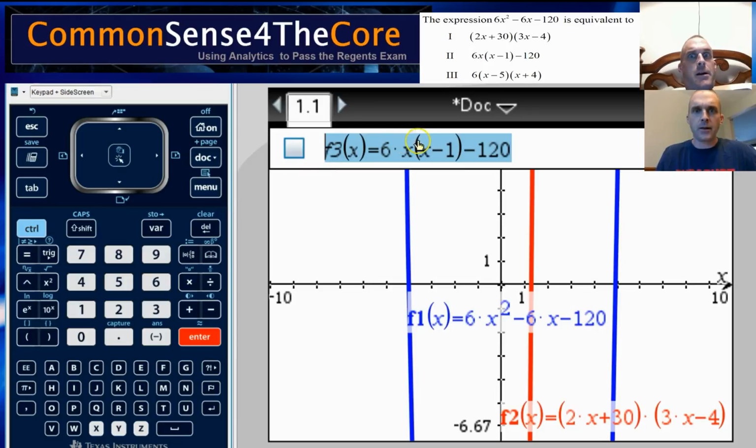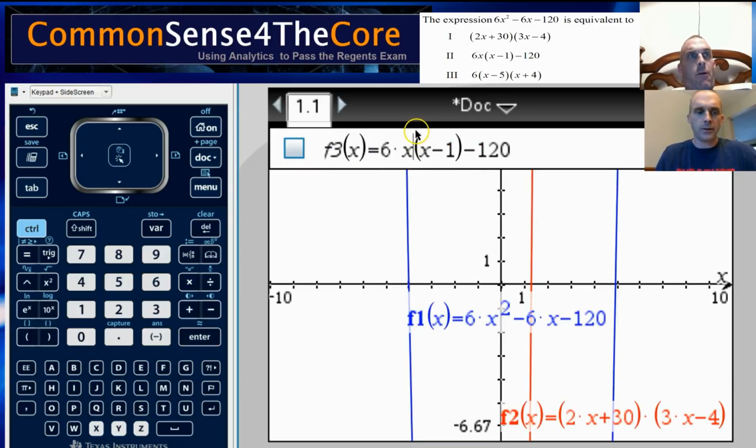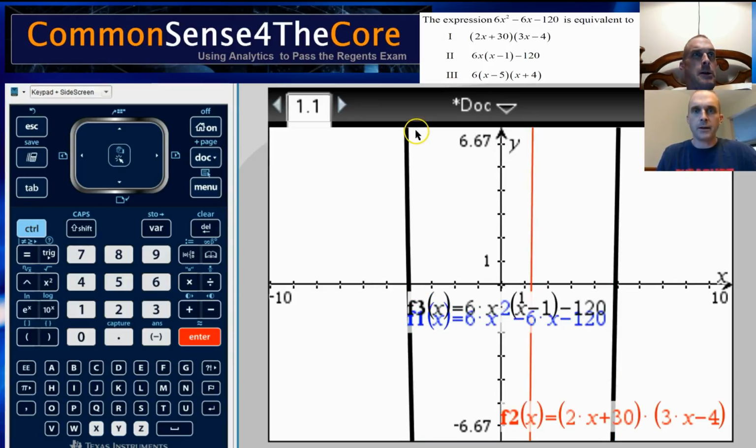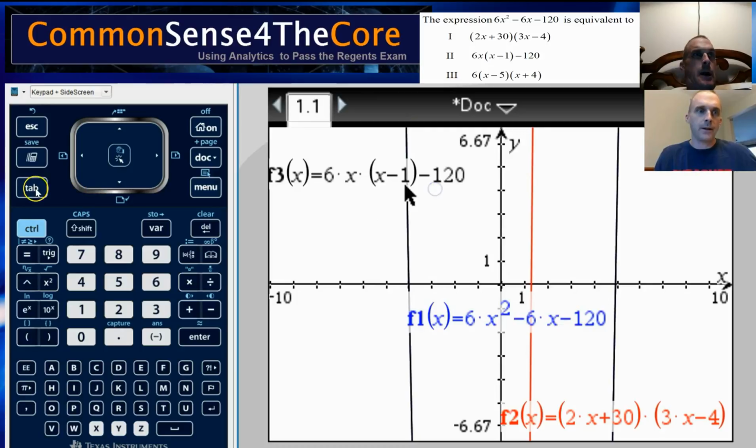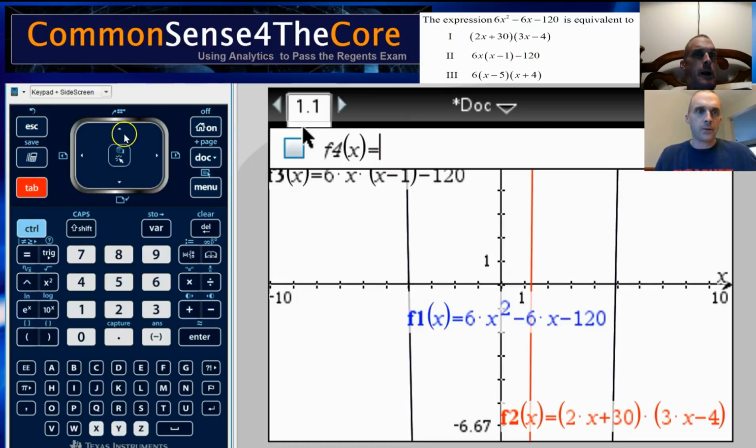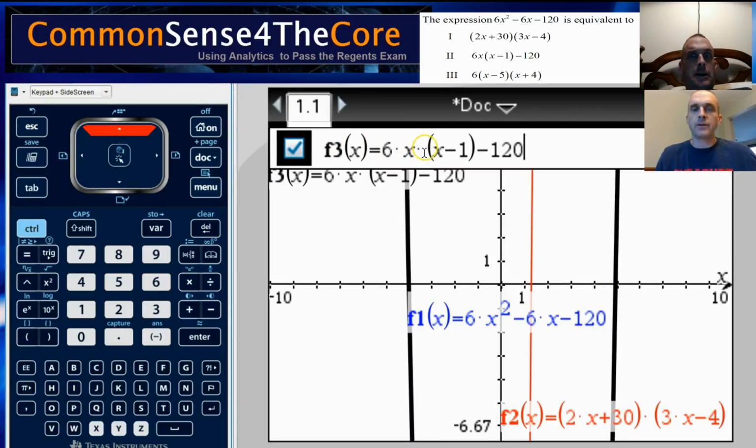It gives me an error. The reason is that the calculator doesn't understand our implied multiplication. So I had to go in and insert a multiplication symbol between the 6x and the x minus 1. As you see, the black curve goes directly over the red one. So those are equivalent.